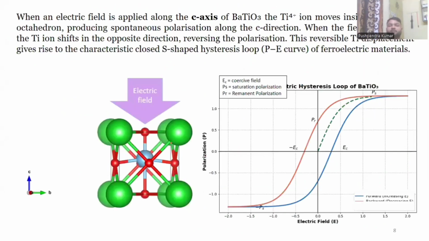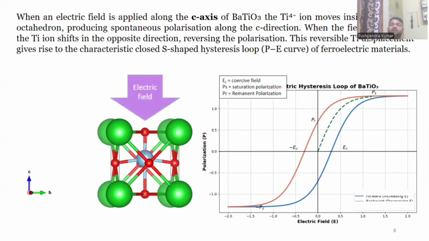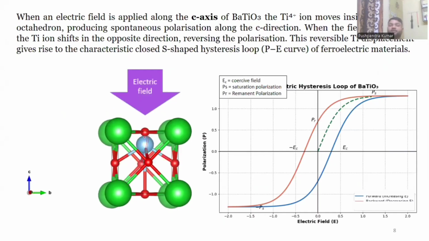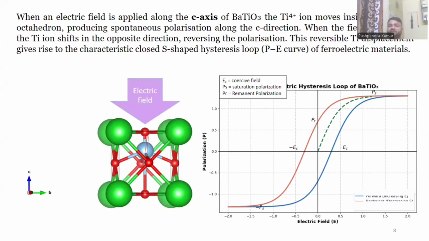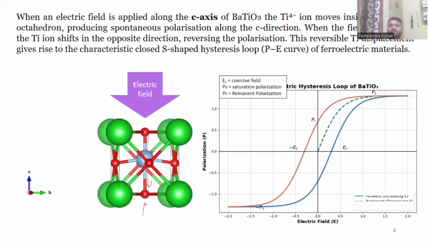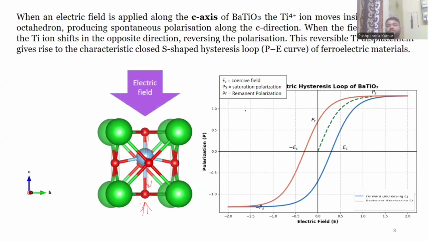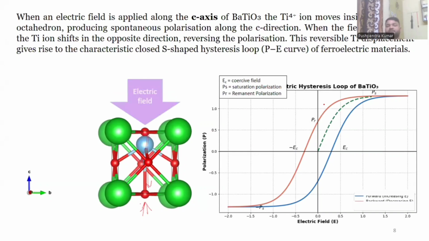When we apply the electric field, as you see in this video or in this GIF file, the titanium ion moves upward in the direction of the electric field, but if we reverse the electric field, then it will also move in the opposite direction. If we apply the negative electric field from this direction, it starts moving in the negative direction. So this is the hysteresis loop corresponding to this structural change.